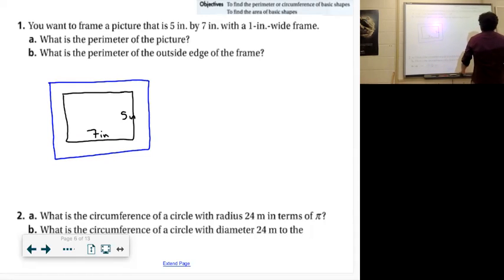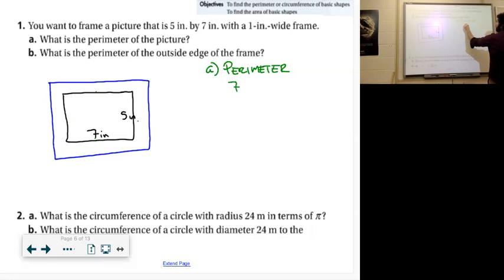So when I look at this, the question is asking, what's the perimeter of the picture, right? So the perimeter of the picture is pretty basic. You guys understand perimeter, it's the sum of all the sides. So in this case, I have 2 sides that are 7 inches in length, 2 sides that are 5 inches in length. So for part A, the perimeter can be found by doing 7 plus 7 plus 5 plus 5 here. So that's, what is that, 24 inches.